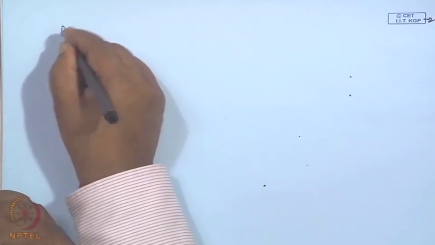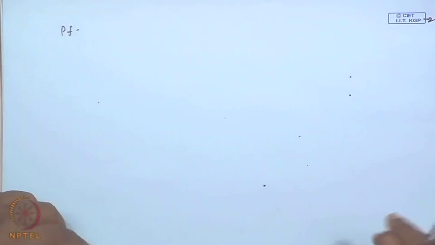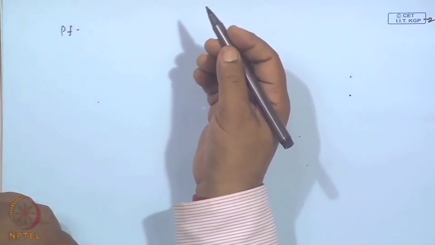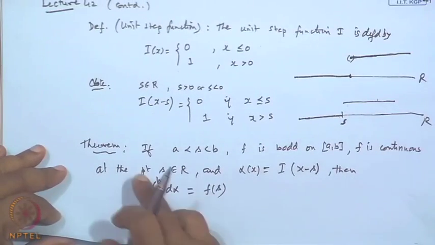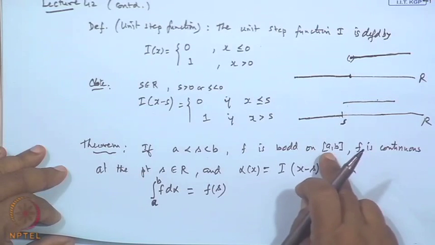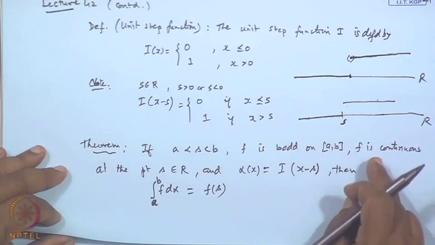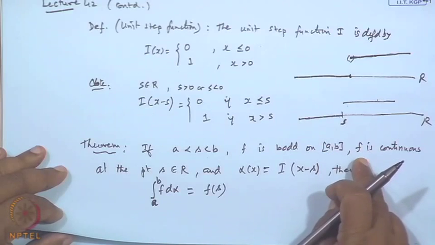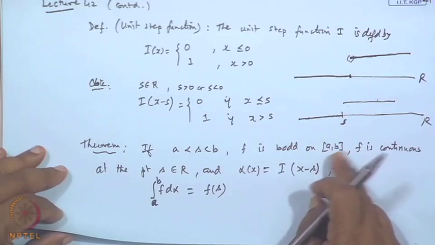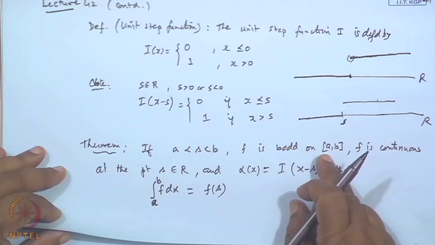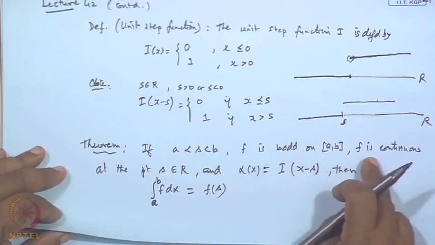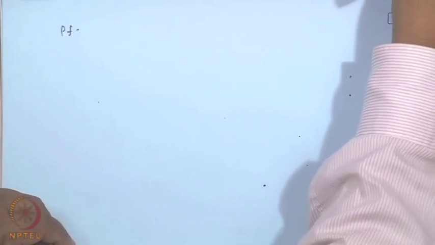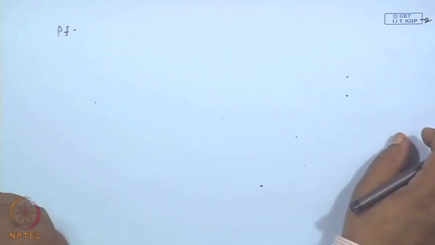In order to prove this result, since f is given to be continuous and bounded also, the function f over the interval [a, b] will attain its maximum and minimum value, because the interval [a, b] is closed and the function is continuous. So, it will attain its maximum and minimum value. Therefore, we can find the maximum and minimum Riemann sums for this function f.